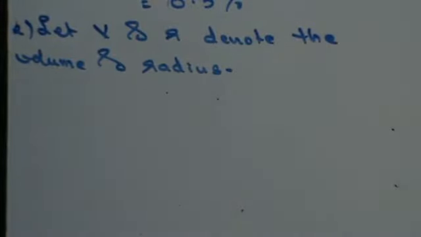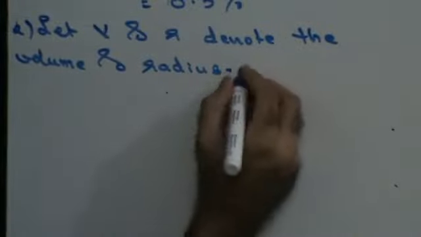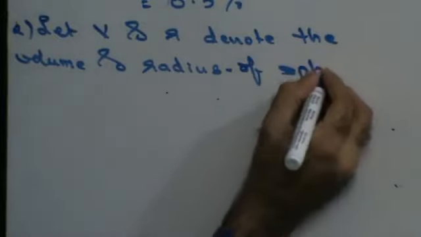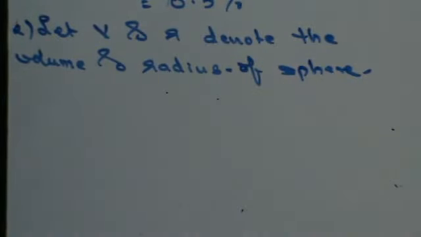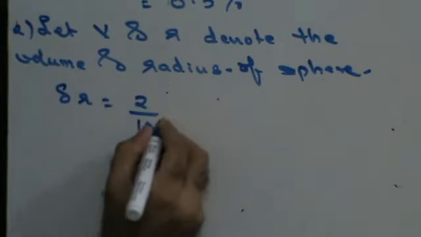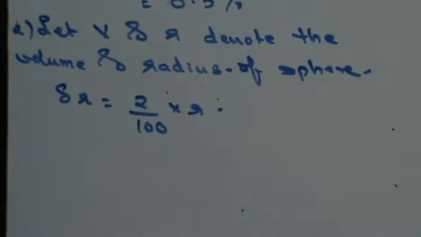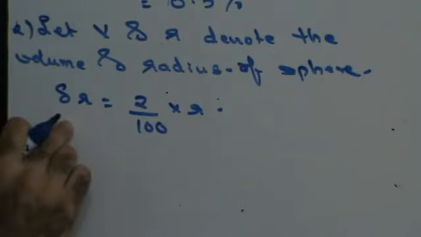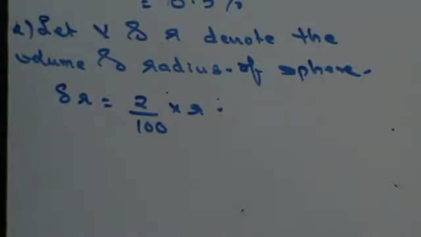Let's assume that V and r denote the volume and the radius of the sphere. Now they've given you that we have to find the approximate error in calculating the volume of the sphere if 2% error is made in the measurement of radius. Error in radius is 2% of radius. This is given to you.